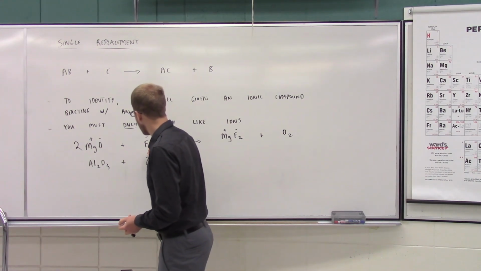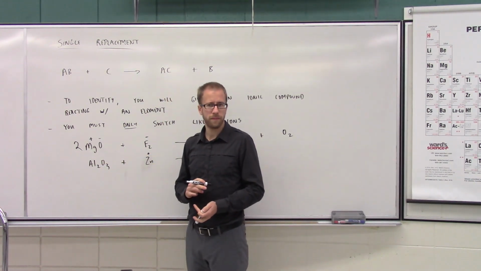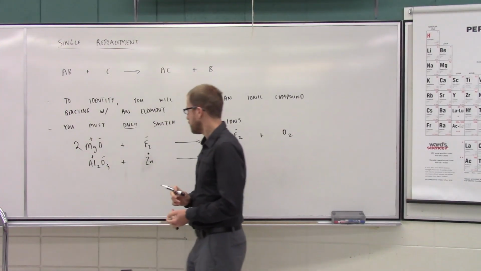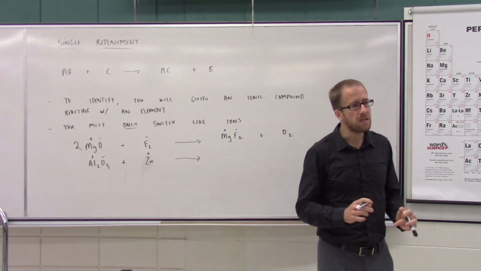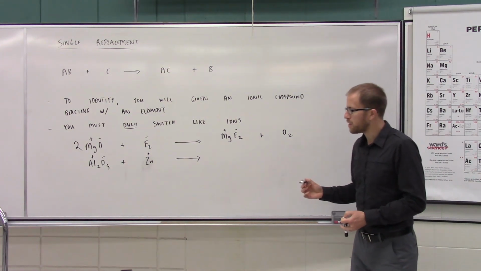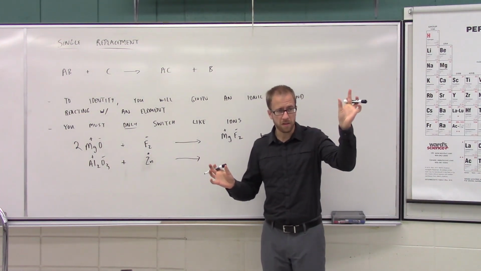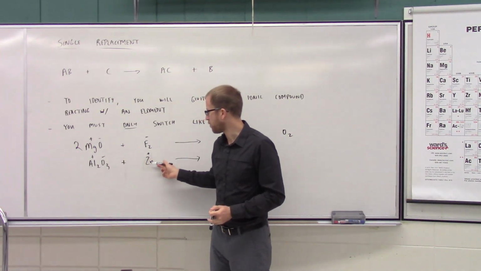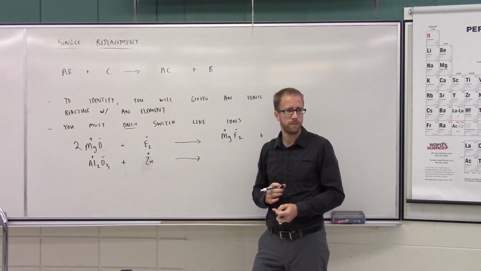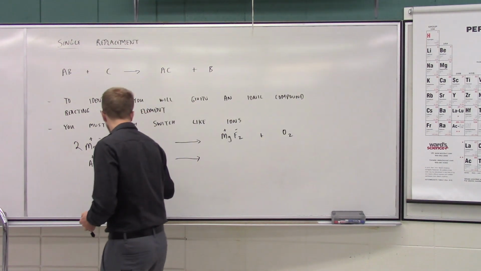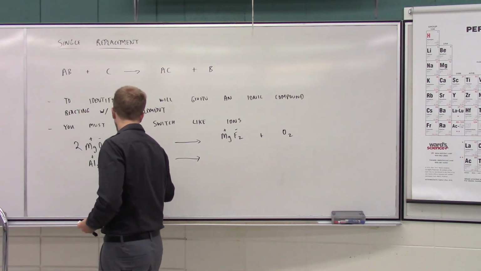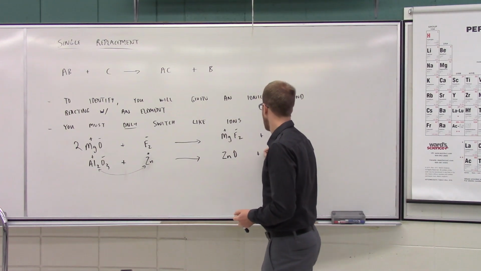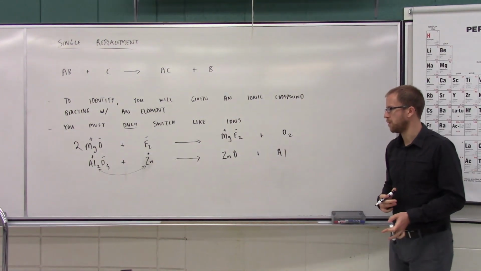So we have positive. What charge does our aluminum have? Positive. And what about oxygen? Negative, right? So here, again, we need to switch like ions. We need our compound to be positive bonded to negative. So what am I going to switch? Am I going to switch zinc with oxygen or zinc with aluminum? Excellent, zinc with aluminum. Right? Because we need to switch our like ions, and that gives us zinc oxide plus aluminum.